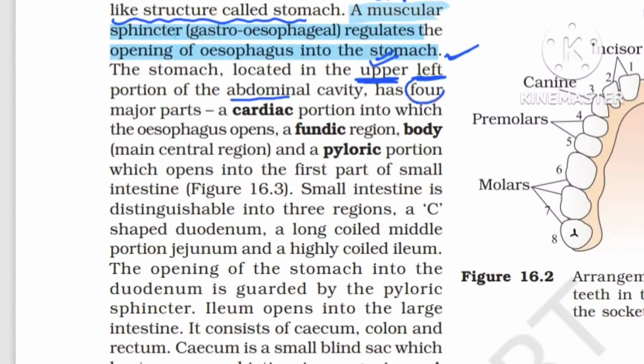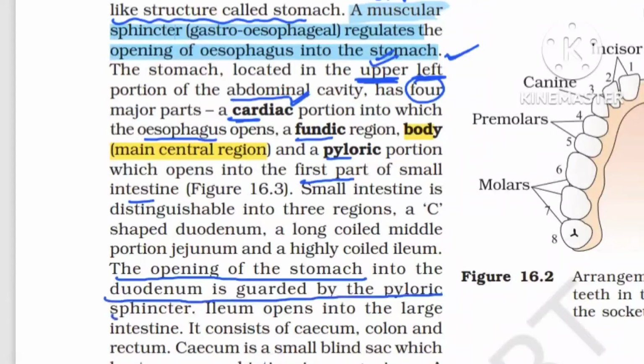It has got how many parts? 4 major parts. Cardiac portion. Why? Because it is close to the heart and into which the esophagus opens. So into the cardiac portion, esophagus opens. Then is fundus region. Then is body. Body is the main central region. Clear, beta? And the last is pyloric region, which is opening into the first part of the small intestine. Now, opening of the stomach into the duodenum is also guarded by a sphincter, which is the pyloric sphincter.